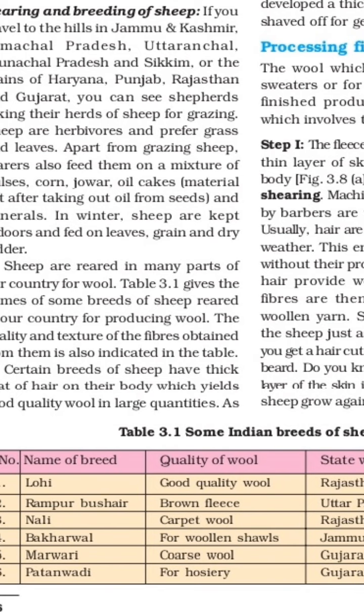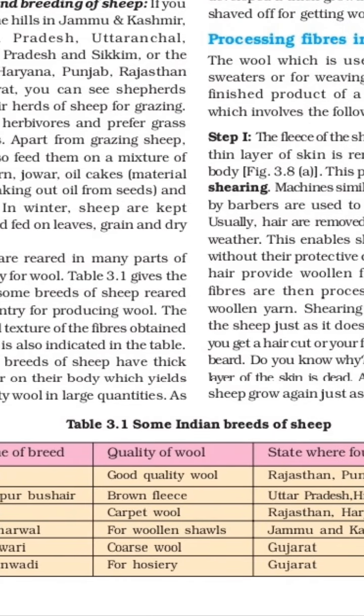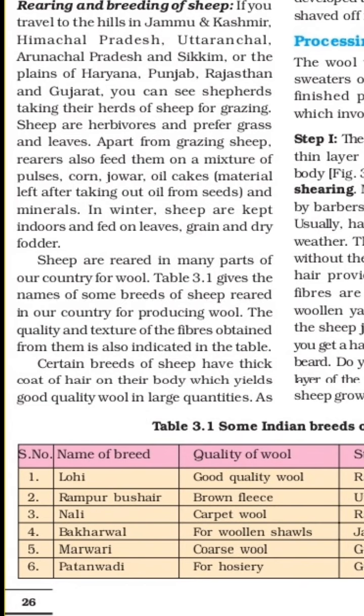Marwari, next one, is coarse wool, खरबरीत, its wool is coarse, and it is found in Gujarat. Next, Patanwadi, which is used for hosiery, and it is found in Gujarat. In Gujarat, Patanwadi sheep are found, and the wool from Patanwadi sheep is used for hosiery. Up to this we have covered. The remaining part we will see in the next period.